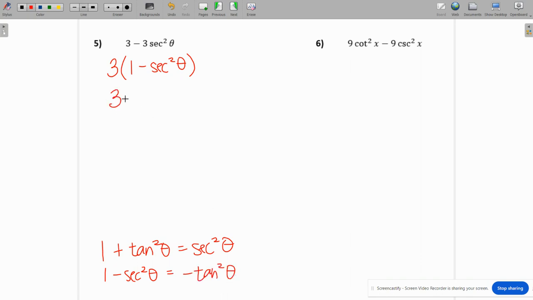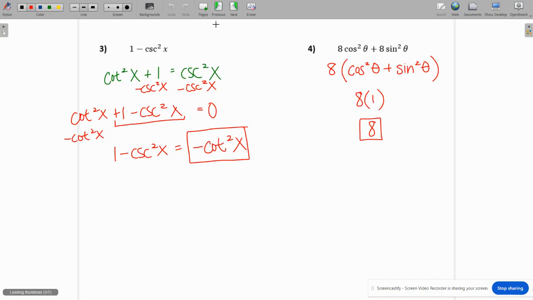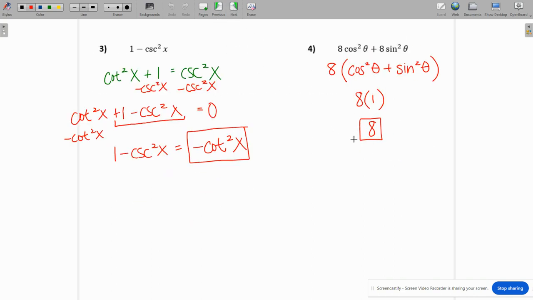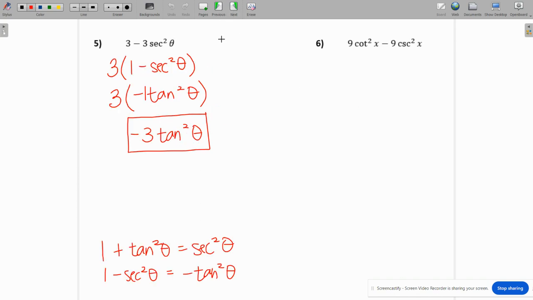So this is actually 3 times the opposite of tangent squared theta. And if we multiply that together, this is like a negative 1 here. So 3 times negative 1 is going to be negative 3 tangent squared of theta. A lot of times when we're simplifying, you'll notice that they either simplify to just a single trig function. It might be squared, but there's just one trig function there. Or it might simplify to a number. That's very common. It doesn't happen every time, but it's very common.